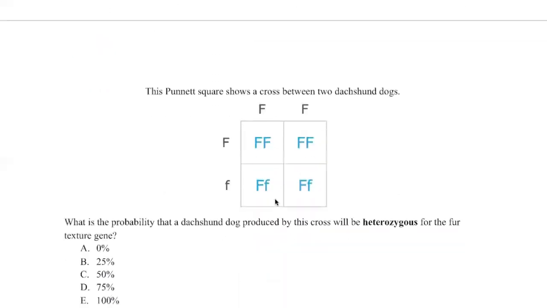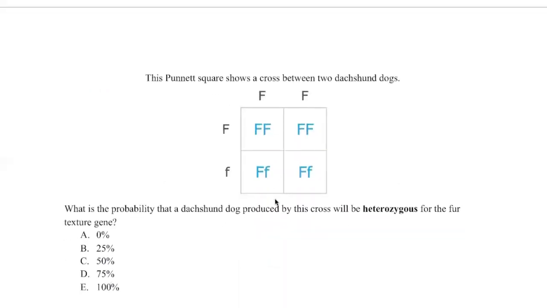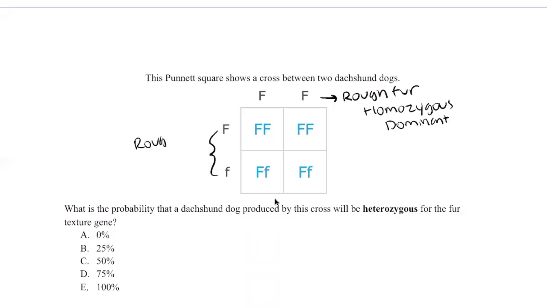Okay, so then we have a Punnett square once again. We have a parent, one of the dogs has the rough fur. They are homozygous dominant, and one of them has the rough fur as well, but this time they're heterozygous, not homozygous dominant. And so we get these 4 combinations based on these 2 parents.